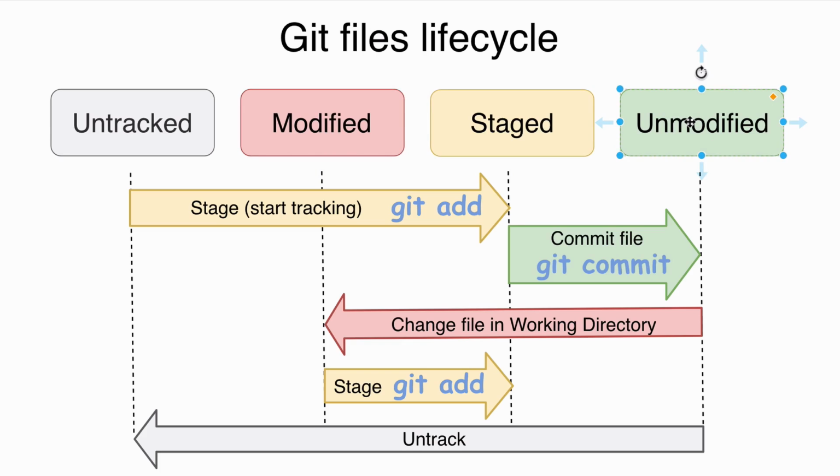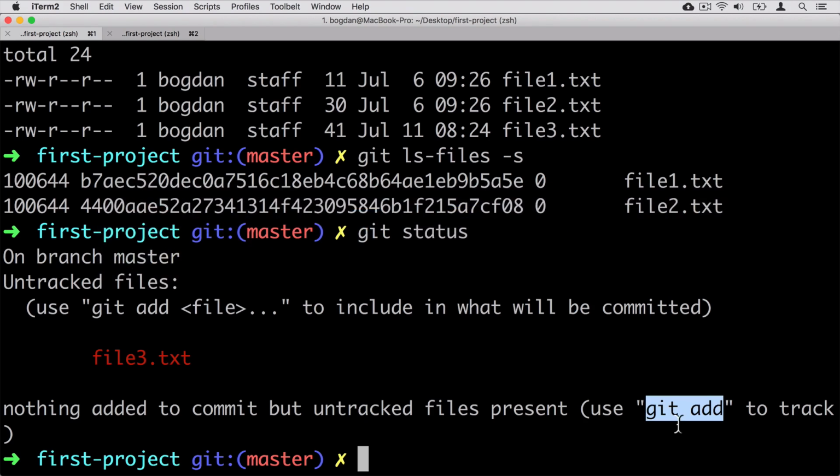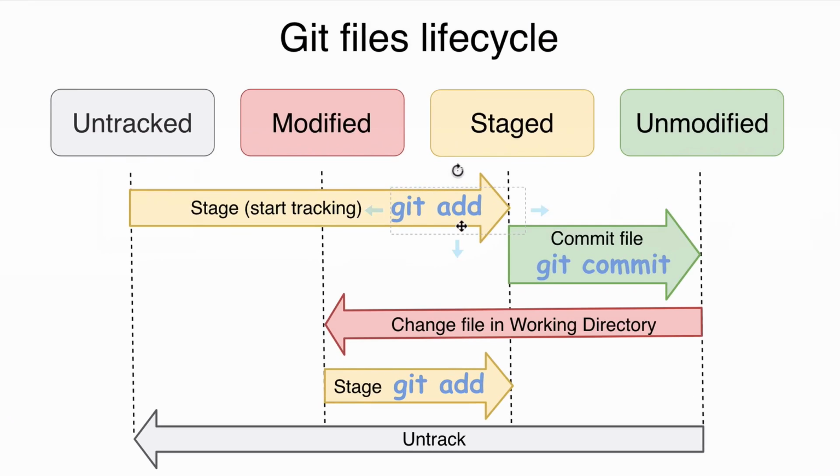Let's now discuss the different commands and actions that allow you to transition a file from one state to another. The first transition is between the untracked and staged state. In order to move a file from the untracked state to the staged state, you should use the git add command. With this command, you actually start tracking the new file, and this file is copied from the working directory into the staging area. That's why here in the console you see a suggestion to use the git add command to start tracking a file. Again, this is relevant only to new files that are untracked.